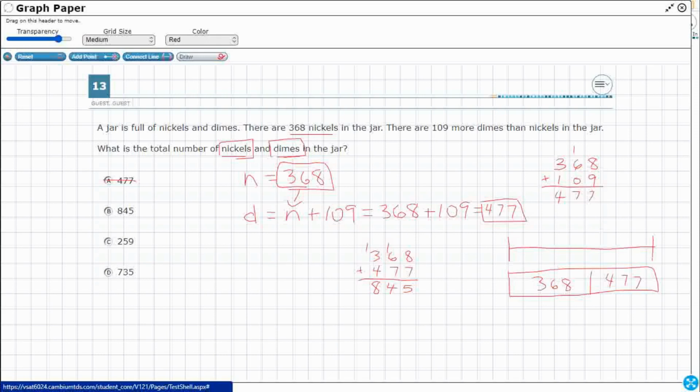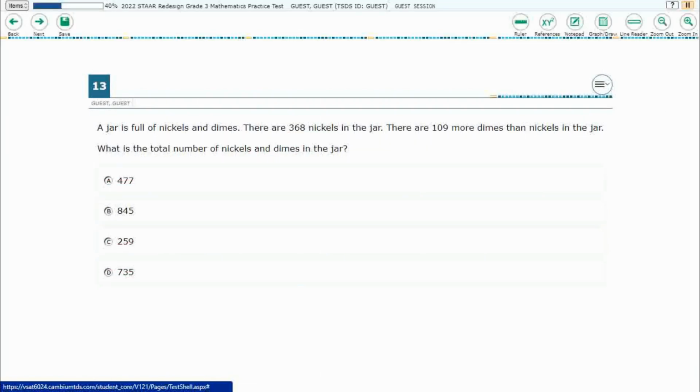Now, how do we get some of these other answers? Well, take a look at 259. If I take my 368 and I subtract my 109, if I just don't really know what I'm doing, guess what I'm going to get? 259. So that's how that one comes around. And the 735, I think we're just adding, but we're not regrouping correctly. So our answer here is B.